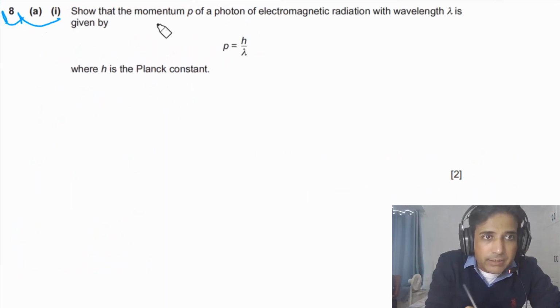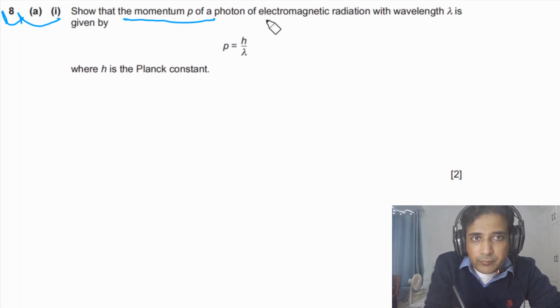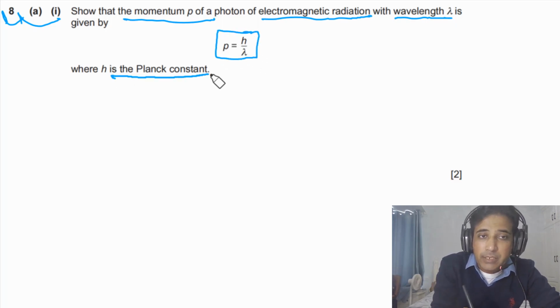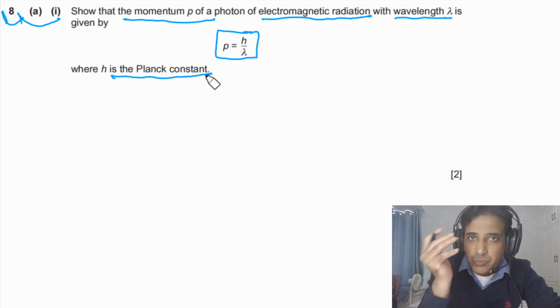Question 8 part A says, show that the momentum P of a photon of electromagnetic radiation with wavelength lambda is given by P is equal to h over lambda. h is Planck's constant. So how can we derive this formula?